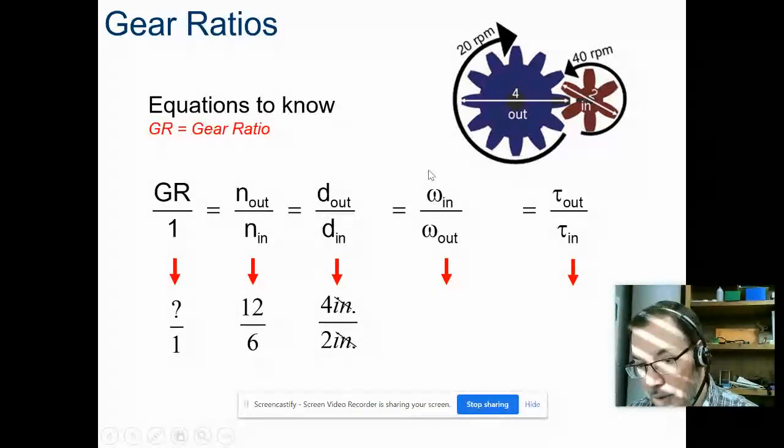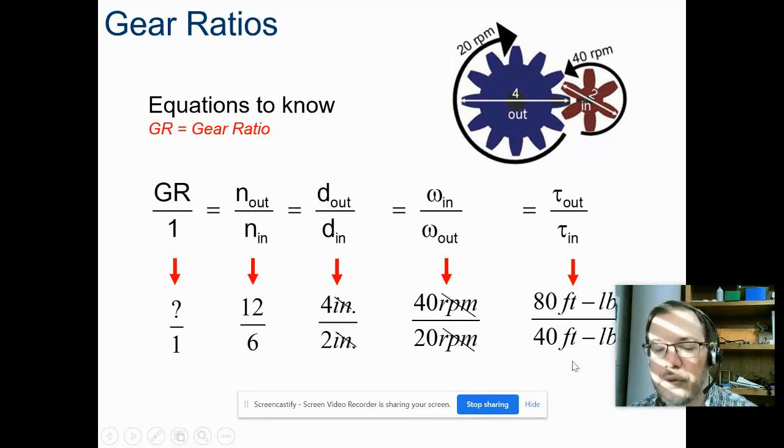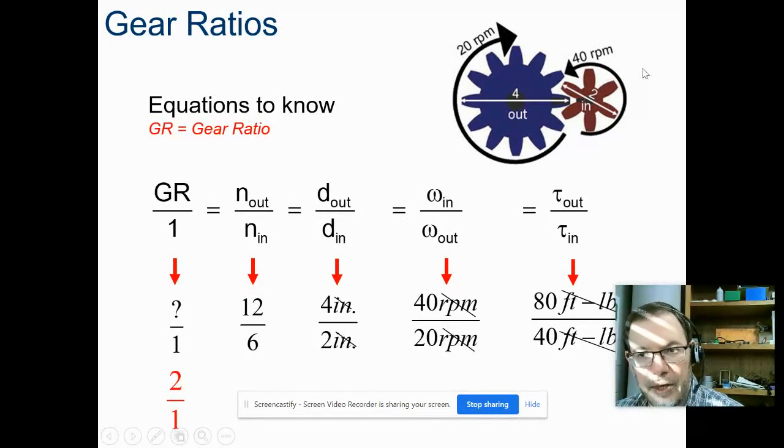But it's the input angular velocity, which was the 40 RPM, divided by our output angular velocity. Again, we know the output is going to be slower because it's bigger. And so to keep that ratio, we flip the input and output versus the rest of them. So we'll get 40 RPM over 20 RPM, and again, units are going to cancel. So we get 40 over 20, which is 2 to 1. And then torques, which again are not on this picture, but they told us last time, is 80 foot-pounds and 40 foot-pounds. And so again, in every one of these cases, the ratio is always the same. The ratio is going to be 2 to 1. So that is our gear ratio.